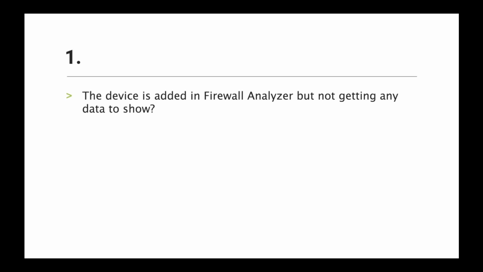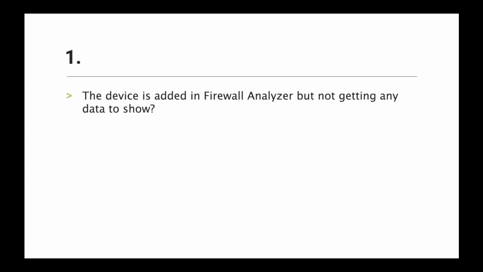The first case can be that you are not able to see any data even after configuring your firewall device to export the syslogs, because the syslog packets are not received on the server where Firewall Analyzer is installed. That can be one case. The other case can be if the firewall is configured to export, because by default the Firewall Analyzer application listens for this syslog information on the UDP port 1514.